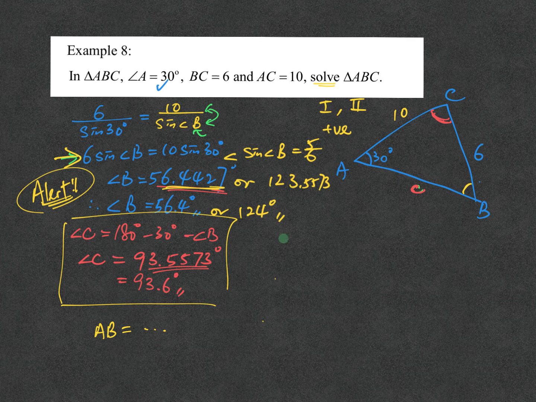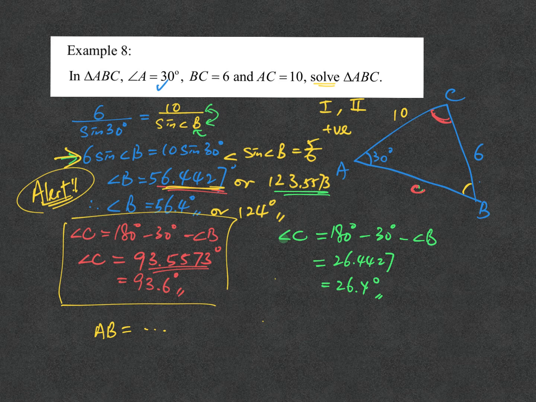So now you have to do it again. For angle C, the second alternative would be 180 degrees minus 30, and also minus angle B, in which we will take this 123.5573 in the answer. So you should have got 26.4427, or 26.4 degrees.